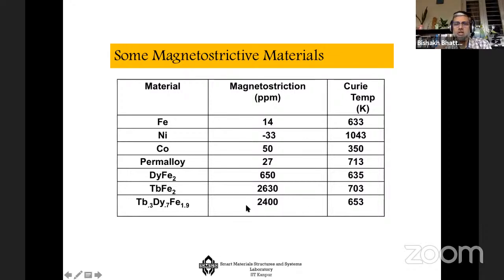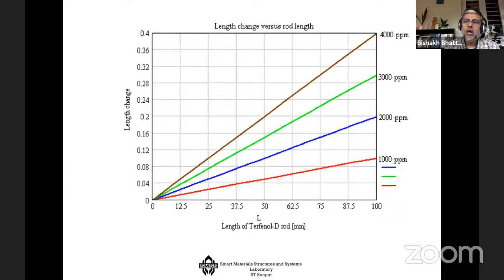Magnetostriction means a large strain out of this system. Now this is parts per million, which means 2,400 parts per million. That's the level of strain that you can develop in such a system. In order for you to get some idea of these parts per million, let's say I consider a rod which is of 100 millimeter length, and if it shows something like 4,000 parts per million, that means the change will be something like 0.4 millimeter.